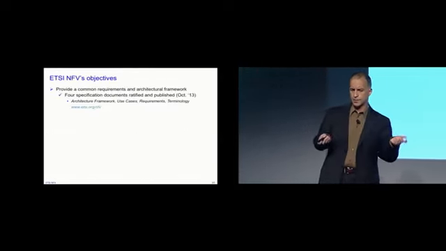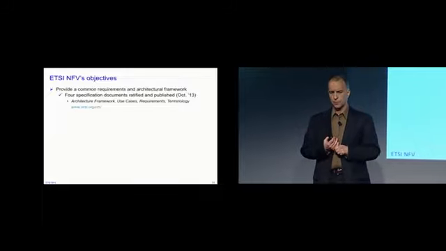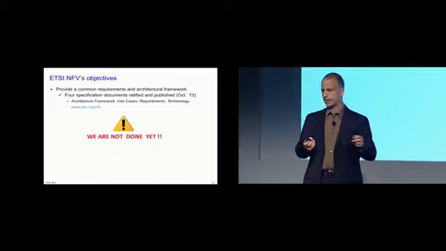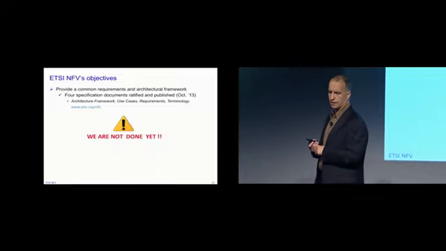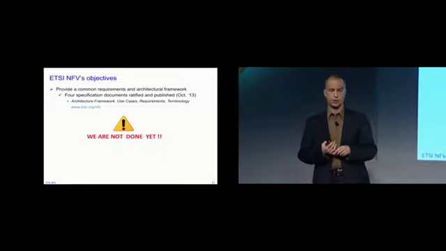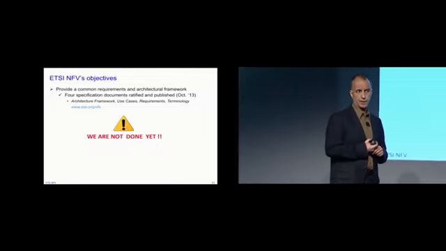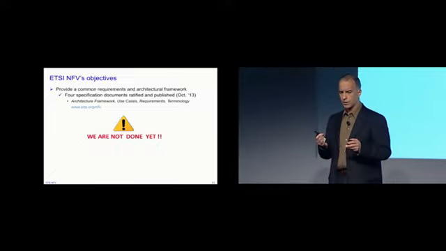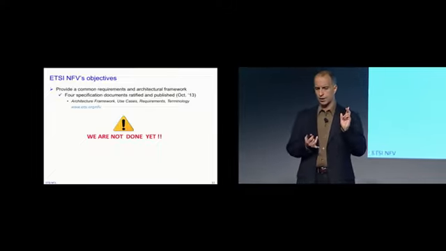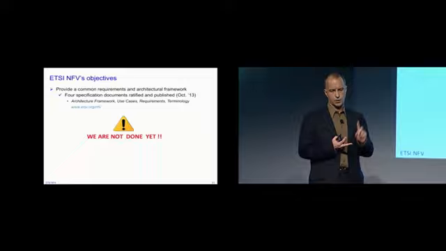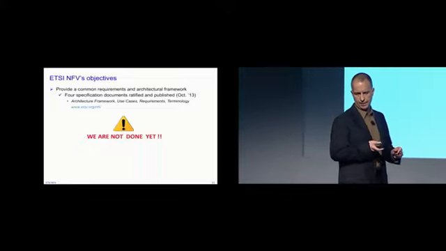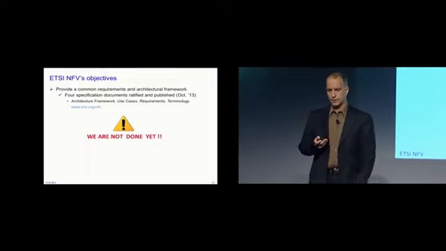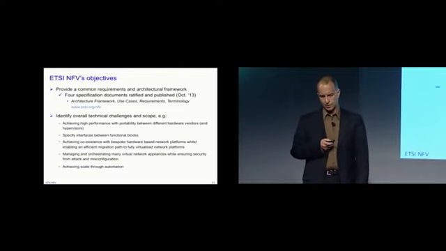All right, so what are the objectives? Well, the objective was to provide, again, a common requirements and architectural framework. So in fact, last year, we published the 4 specification documents, which were ratified and published on our public portal in October of 2013. These 4 documents are the architectural framework, the use cases, the requirements, and terminology. And you can check this out at the website. However, we're not done yet. There are a few more things to touch upon.